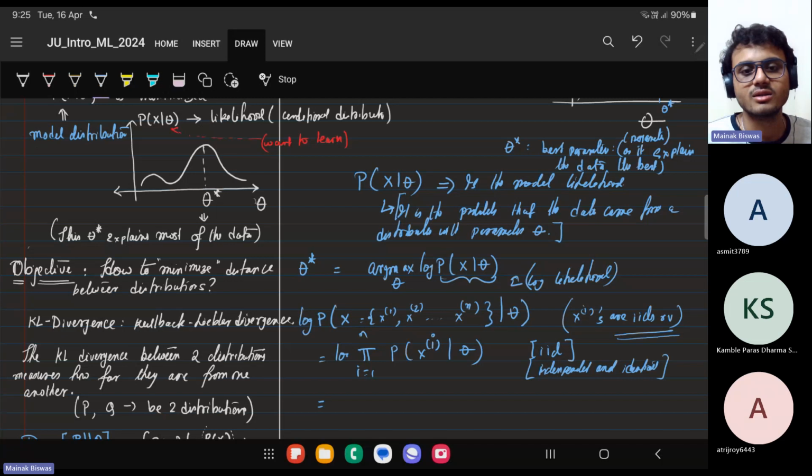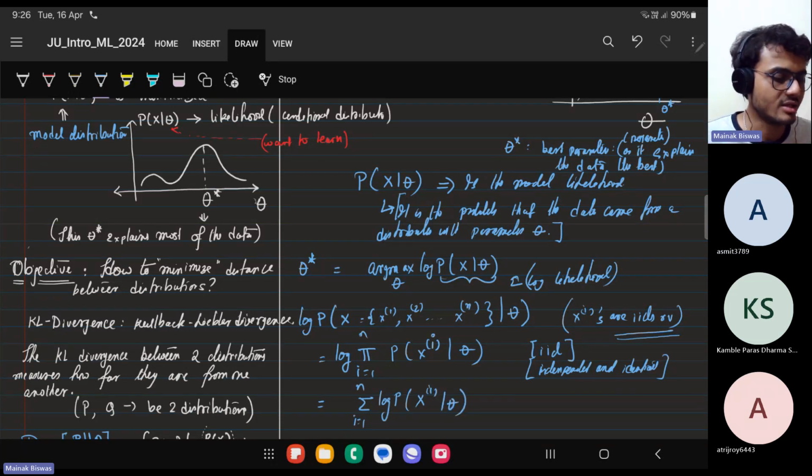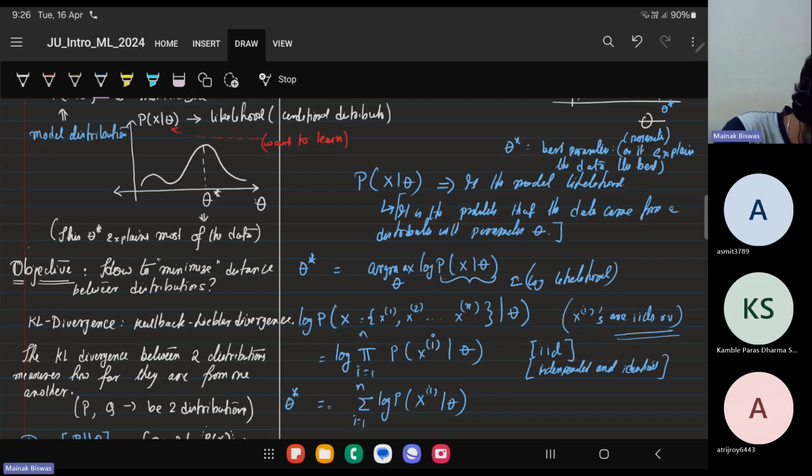Log of this will be summation of log of P of Xi given theta. This is why you take log. It becomes simpler. Products are difficult to calculate. Sum is very simple, right? In computer also, you can easily compute. So your theta star is nothing but the argmax of theta.